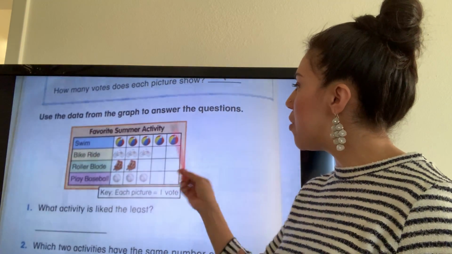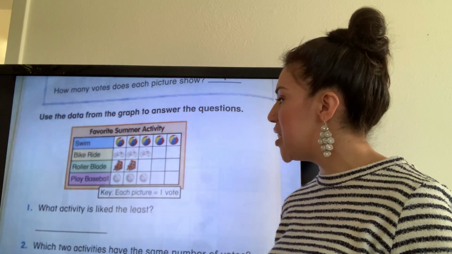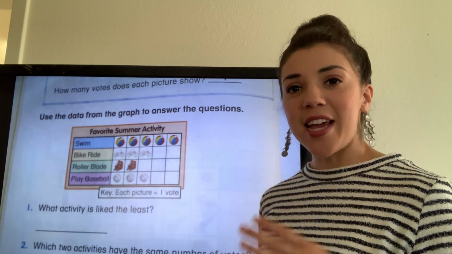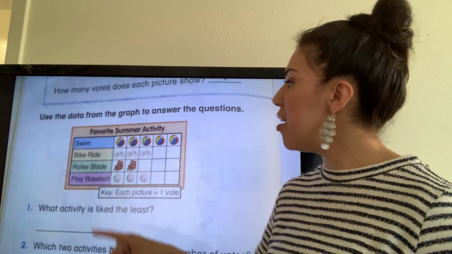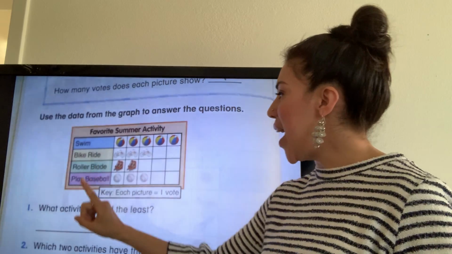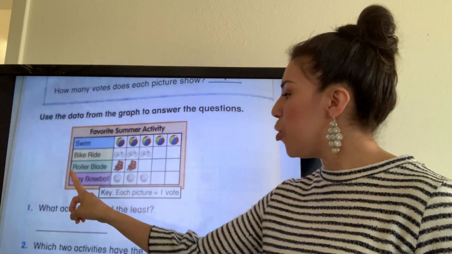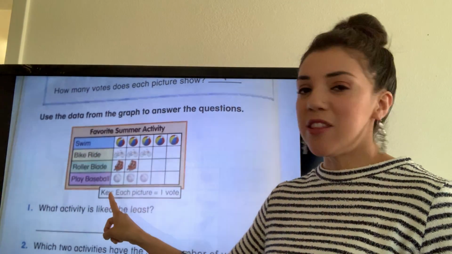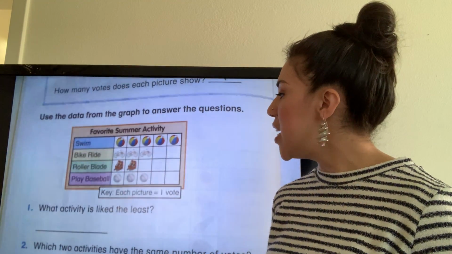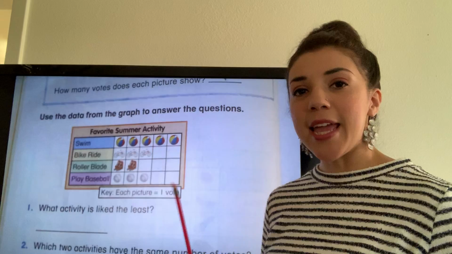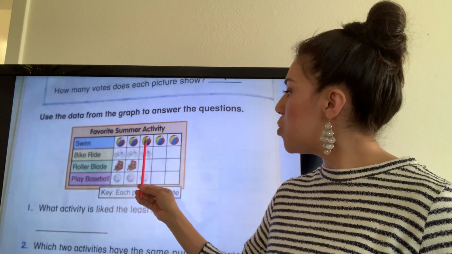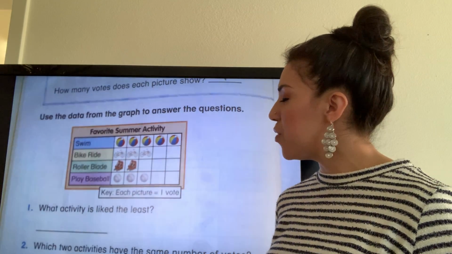Use the data from the graph to answer the questions. So we have favorite summer activity. So the activities that we have are, go ahead and read them with me. Swim, bike ride, rollerblade, or play baseball. And so the key says that each picture is equal to 1 vote. Okay, so for swim, let's go ahead and count how many votes were for swimming. 1, 2, 3, 4, 5 votes for swimming.